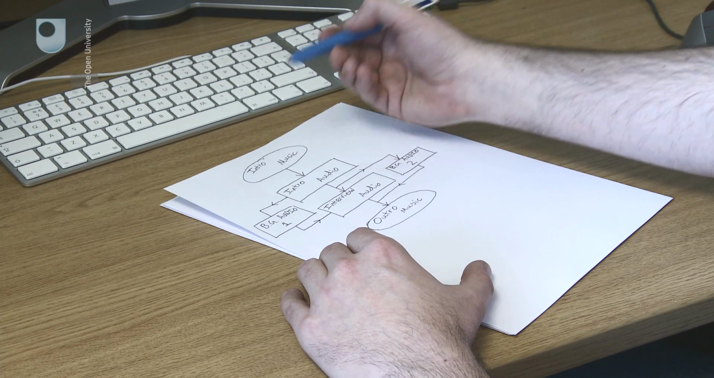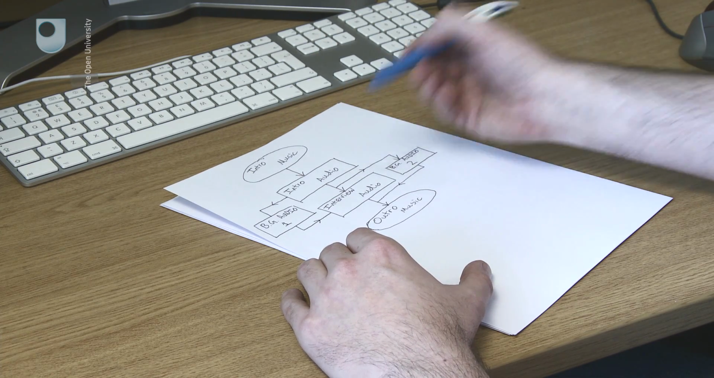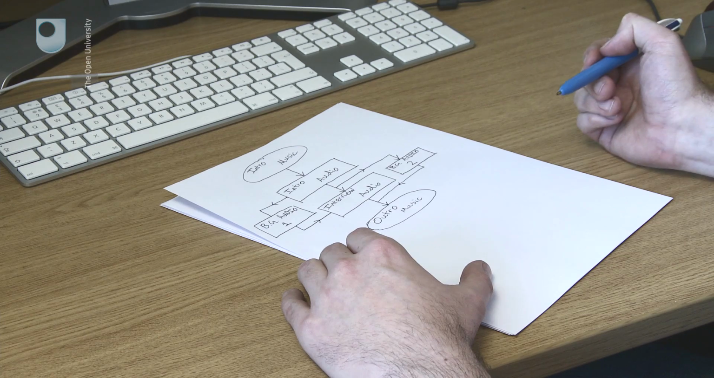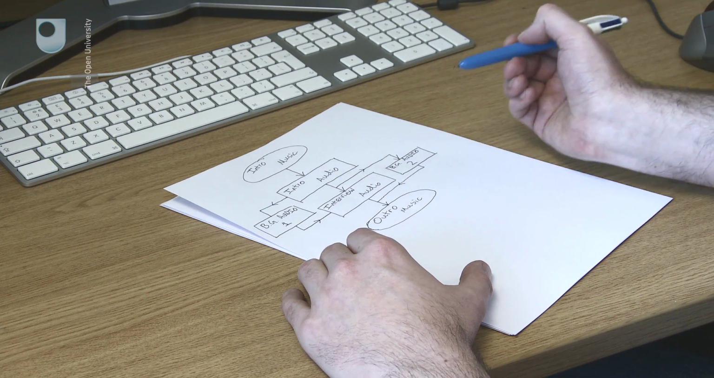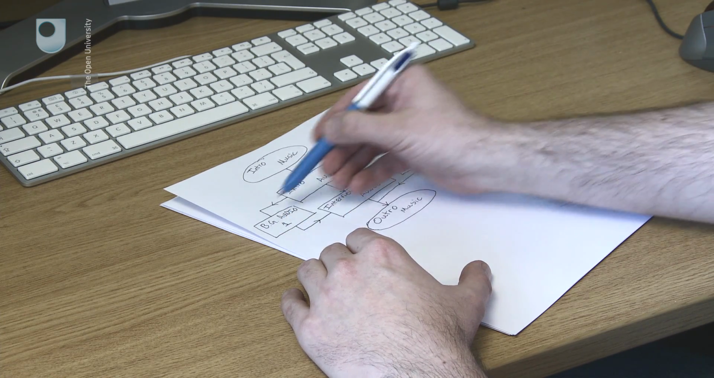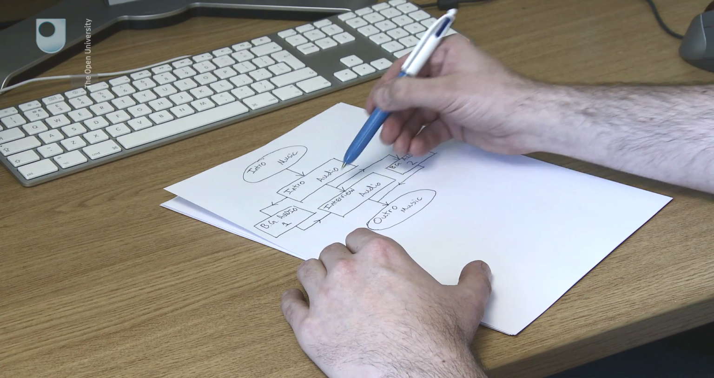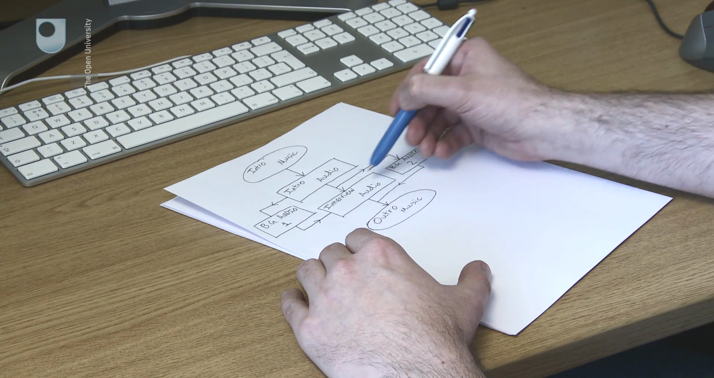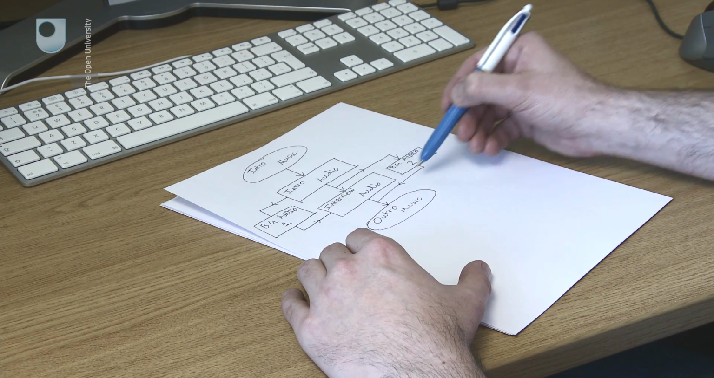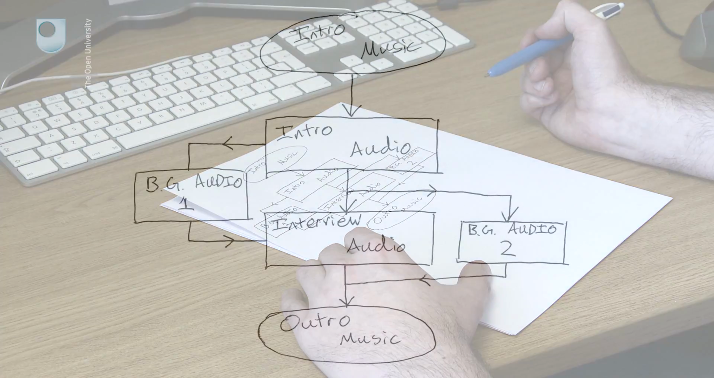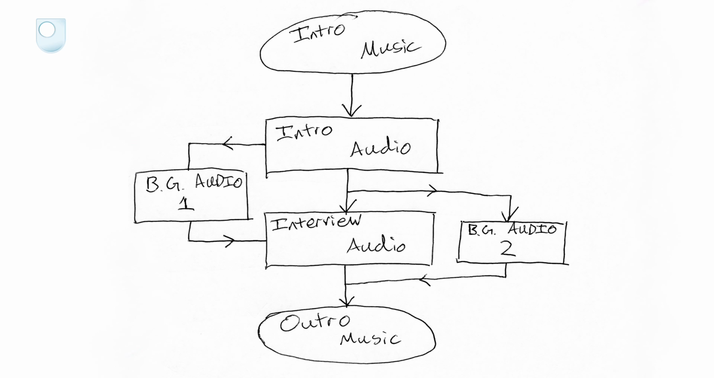So here we can see intro music leads to intro audio, to interview audio, to outro music. However, during the course of intro audio, background audio 1 appears, goes back in there. Over the course of interview audio 2, background audio 2 appears, and then it feeds back in. And there we have the completed flowchart for this activity.